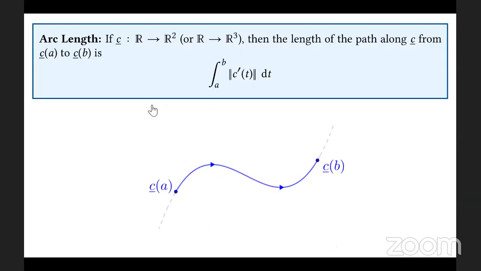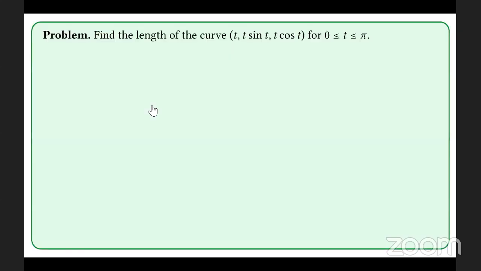Okay. Arc length, pretty straightforward. We just calculate this. There's not really a lot I think we could ask you here. Just calculate some arc length. So if C is a vector valued function in R2 or R3, then the length of the path along C from C at A to C at B is this thing here. So there's a picture of what's going on. Problem: find the length of the curve. So here we're just going to calculate it.